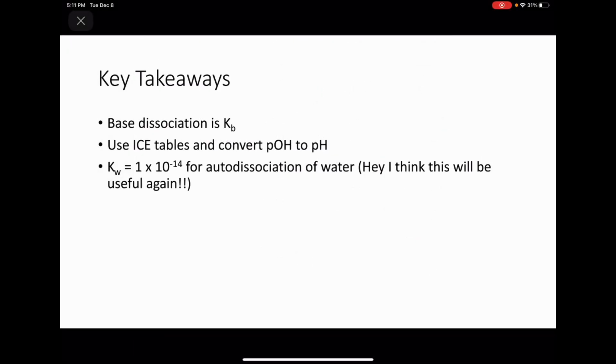And lastly, we have our key takeaways from this video. Basically, we've set up base dissociation equilibrium. Still the same thing, acid plus base equals conjugate acid plus conjugate base. But in this case, we're focused on the base itself. It's Kb. We once again use ice tables. We get a pOH. We convert to pH through the Kw, which we now know the Kw for water is 1 times 10 to the minus 14. And that's going to come into play in the next few lessons or videos. So until next time.